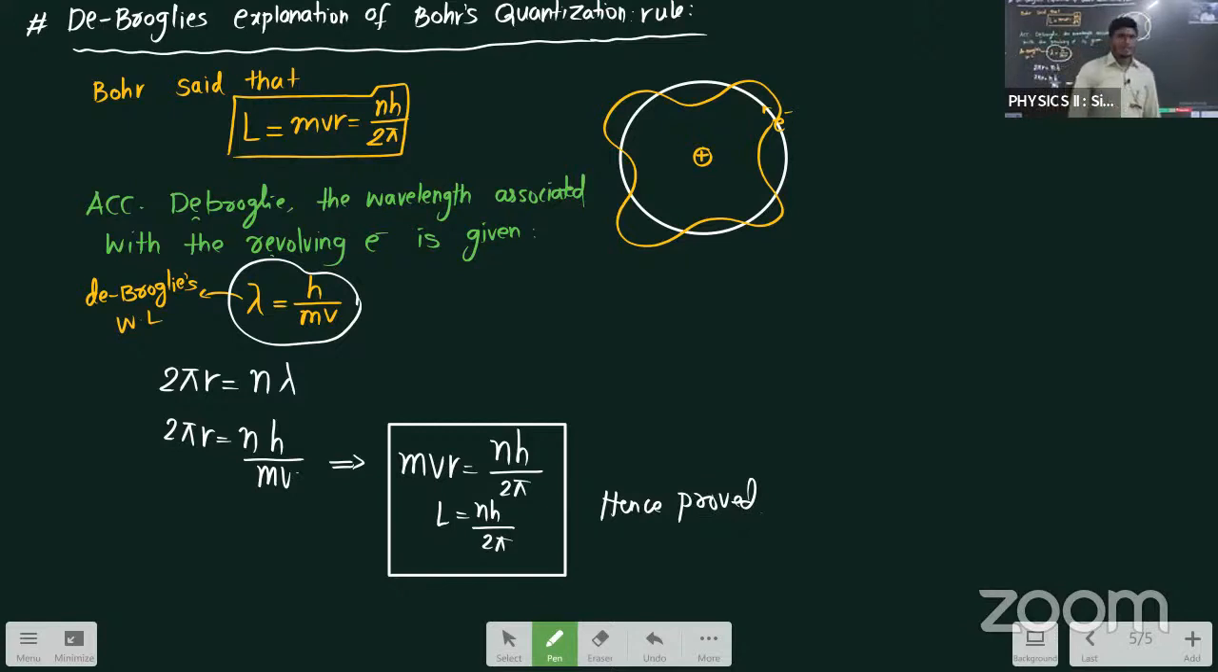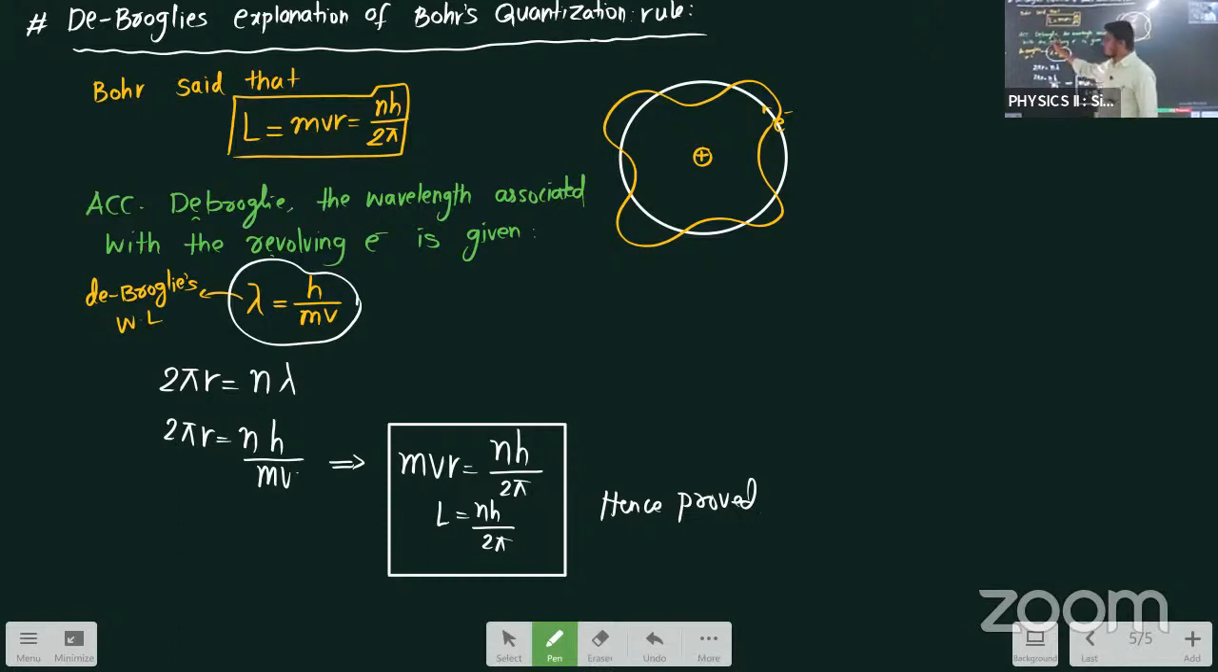So what will be the question in the examination? You'll be getting a question: how did de Broglie explain Bohr's quantization rule? First, you are supposed to write down Bohr's postulate, the quantization rule. What is Bohr's quantization rule? The angular momentum of the revolving electron is quantized. Then you are supposed to write down the formula. What is that formula? L equals mvr equals nh by 2 pi.